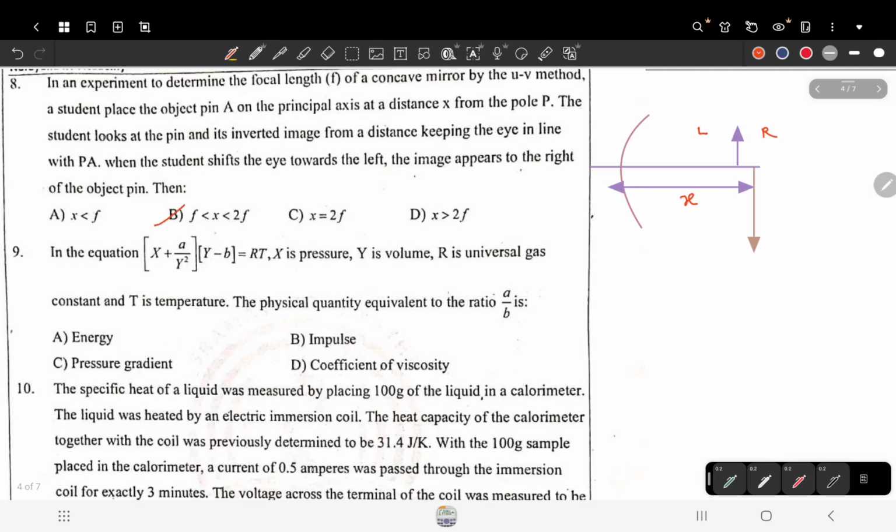Answer is option B. If the image is beyond the object, we'll have only one case, that is, this object should be in between the center of curvature and the focus. Therefore the answer for our 8th question is B, right? So that's clear.